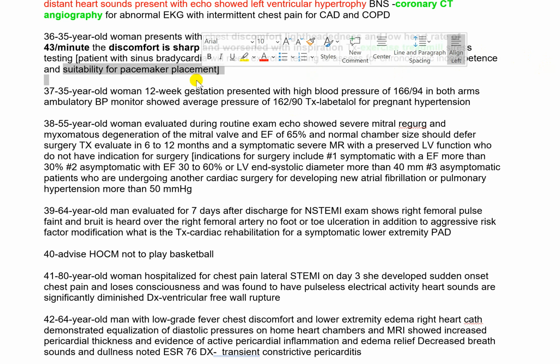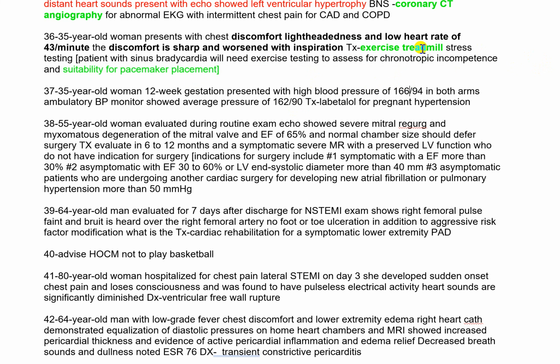They probably need pacemaker. Okay, so if you see pacemaker or exercise treadmill stress testing for these kinds of patients, whenever you have like sudden palpitations and arrhythmia, okay, lightheadedness, low heart rate, they probably have some sort of arrhythmia that needs some sort of pacemaker. So that's kind of just to keep in mind, okay?